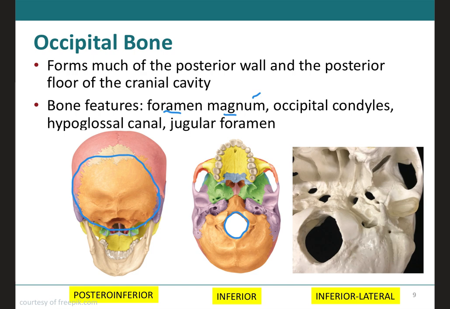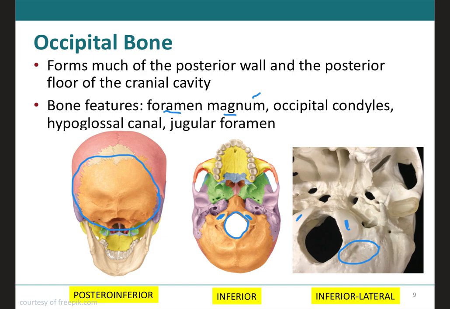Then we have the occipital condyle. We know that a condyle is a smooth, rounded, articulating surface. So these surfaces right over here do look very smooth compared, for example, to the bone right over here that shows lots of little indentations. And here is where the skull will articulate with the first cervical vertebra.